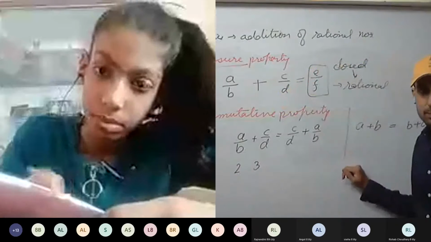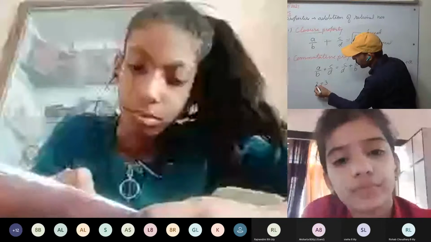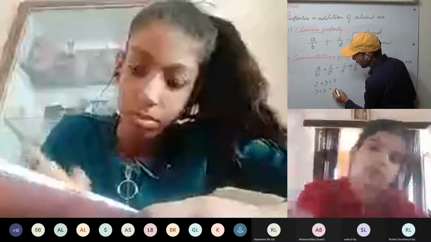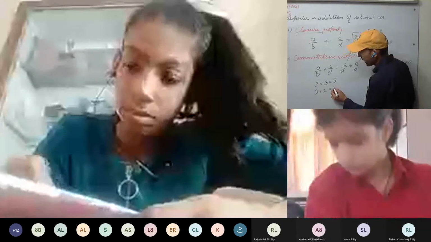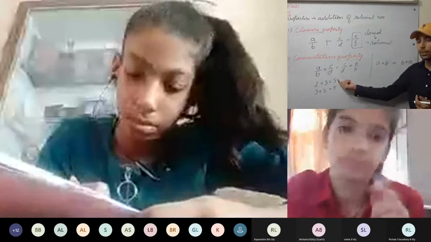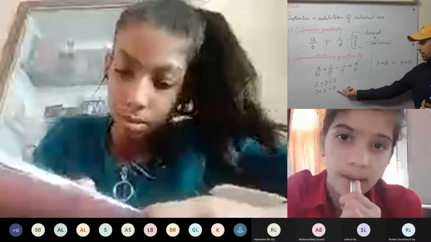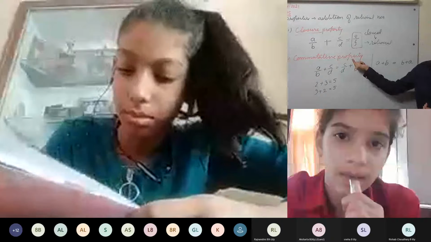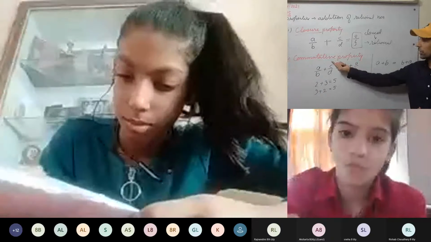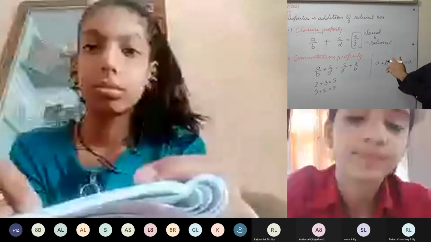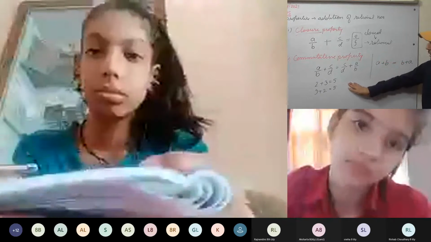They are rational numbers. If we add 3 to 2, we get 5. If we add 3 plus 2, we again get 5. So the order does not matter. In any order we can add. Whether we add 2 plus 3 or 3 plus 2, we get the same result. So addition is commutative. Addition follows the commutative property. This is clear?